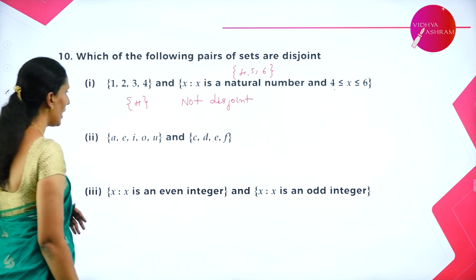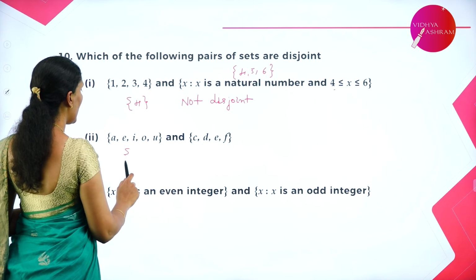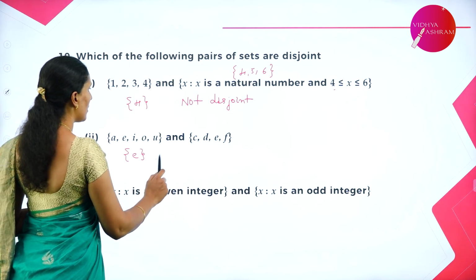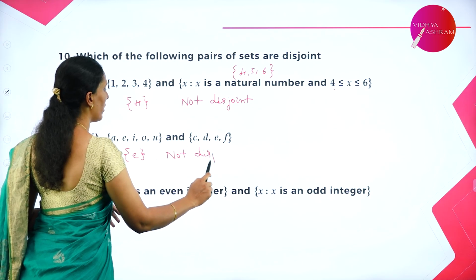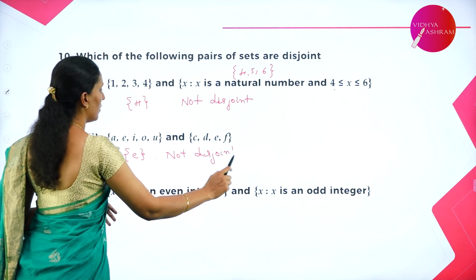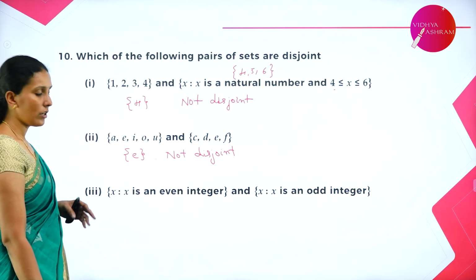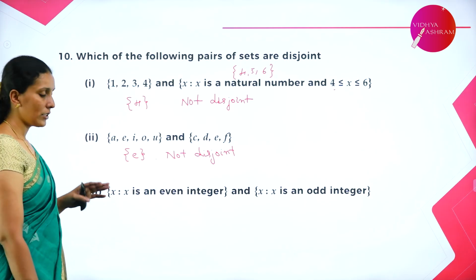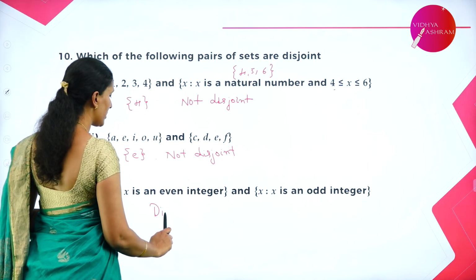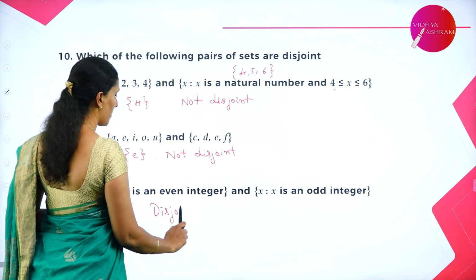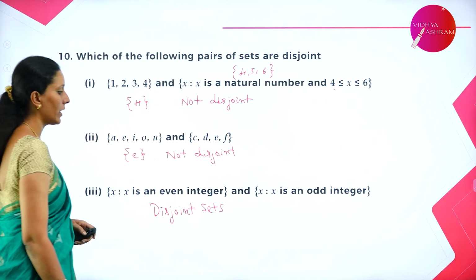Next one we have A, E, I, O, U and C, D, E, F. We have element E as a common element. So this is also not disjoint. Next we have X is an even integer and X is an odd integer. An even integer and an odd integer are not one and the same. So this is a disjoint set. These are examples of disjoint sets.